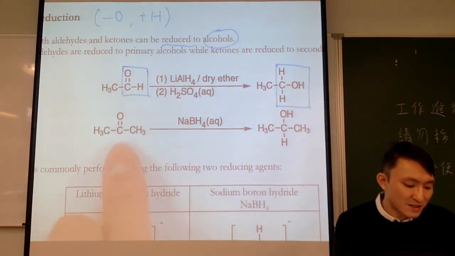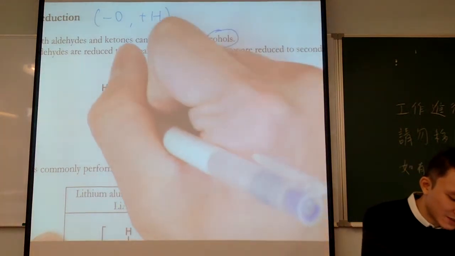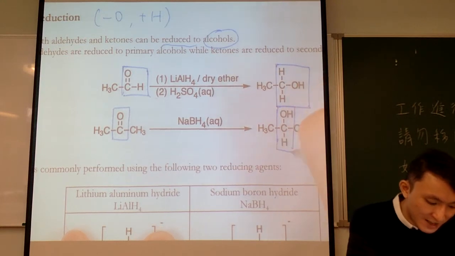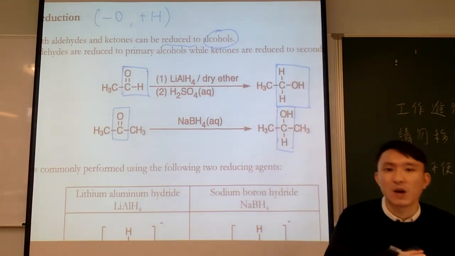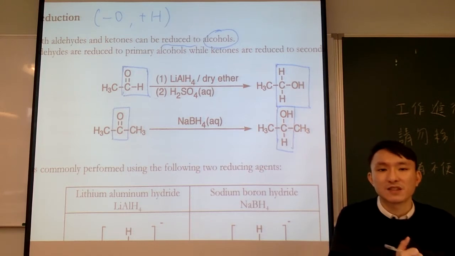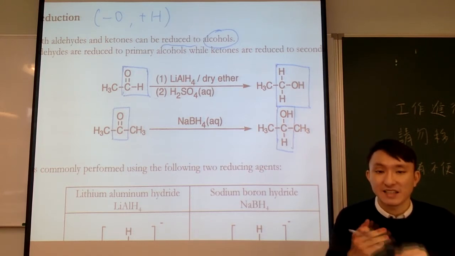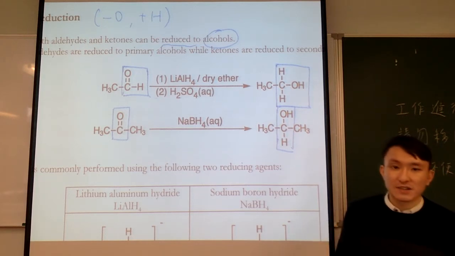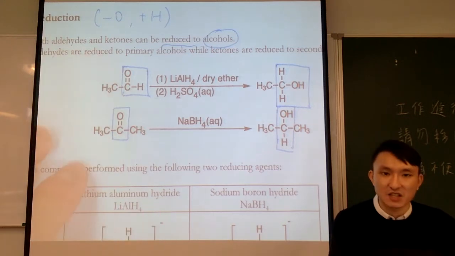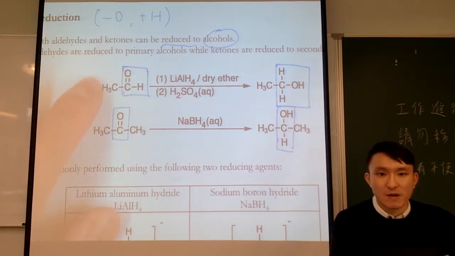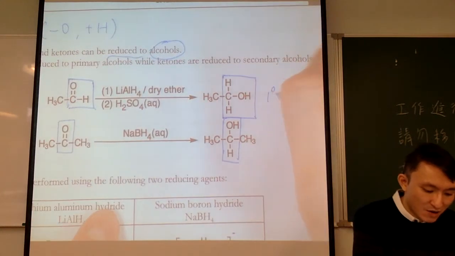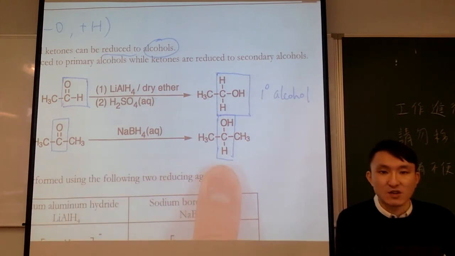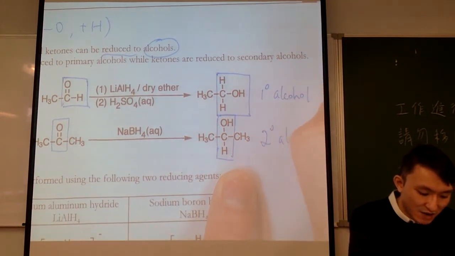Similarly, for ketone, this is the carbonyl carbon, and after the reaction, you see, obviously, it has gained 2 hydrogen atoms as well. So this is what we say is reduction: gain of hydrogen atoms. Now, for the reduction, it depends on whether you are an aldehyde or a ketone. If you are an aldehyde, you will be reduced into a primary alcohol. If you are a ketone, then you will be reduced to a secondary alcohol.